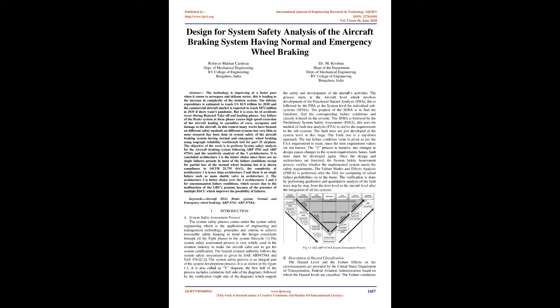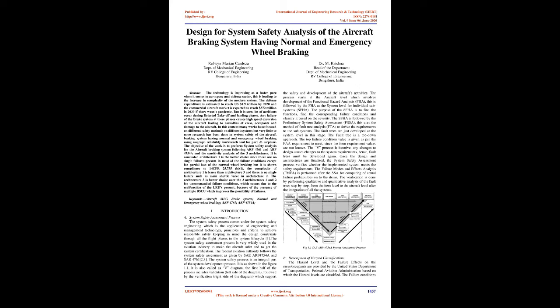The system safety process is an integral part of the system development process. It is as shown in figure 1.1, and is also called the V-diagram. The first half of the process includes validation, the left side of the diagram, followed by verification, the right side of the diagram, which support the safety and development of the aircraft's activities. The process starts at the aircraft level, which involves development of the functional hazard analysis, FHA. This is followed by the FHA at the system level for individual subsystems, SFHA.